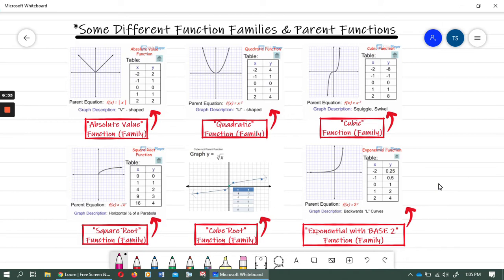Okay, that was my way of trying to cheer for them. Yeah, absolute value function family. Okay, all right, enough of that.